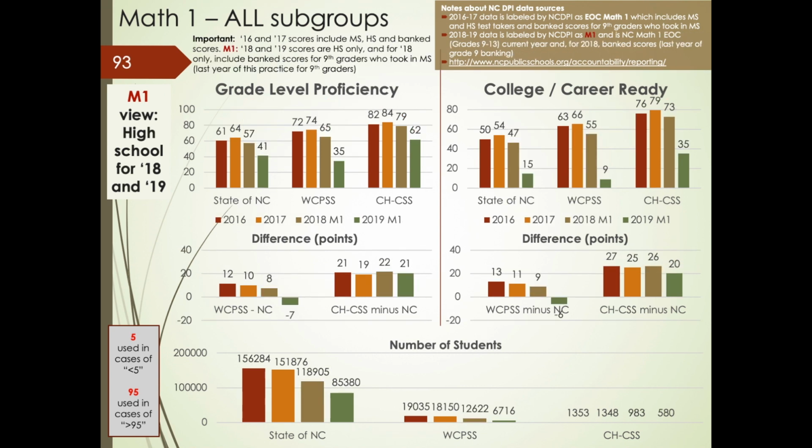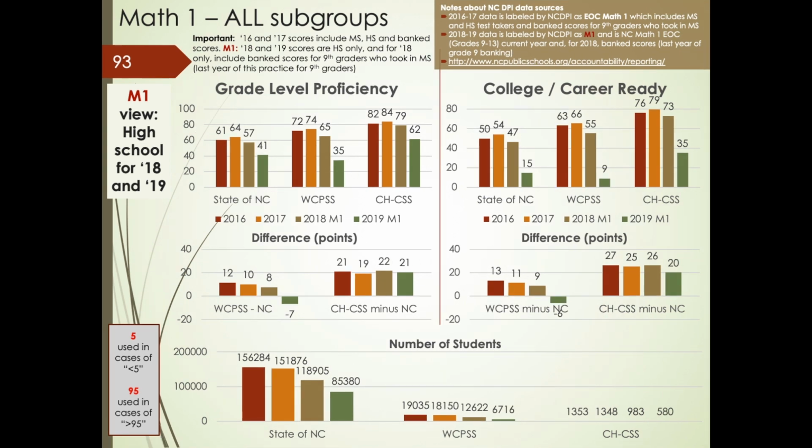Then we have the M1 number. This is one that I talked about at the Board of Education meeting, where I showed my graph that had the 35 and then the 9. And again, you can't really compare the 65 to the 35 and the 55 to the 9 because, number one, the numbers in 2018 were dramatically different because of the banking issue that we talked about before.